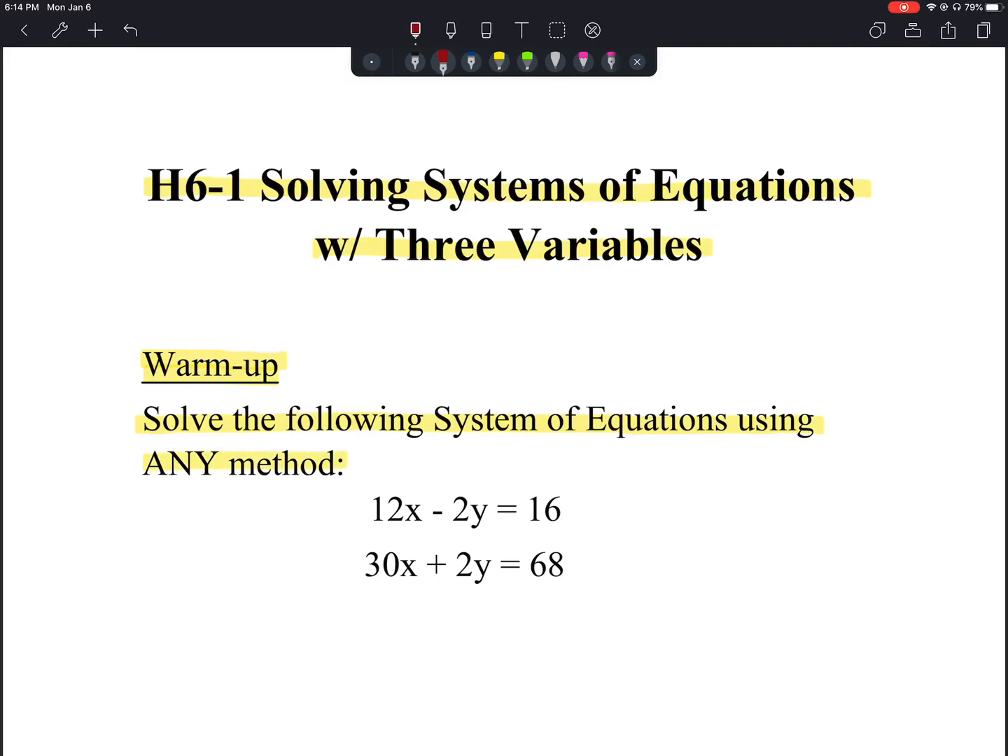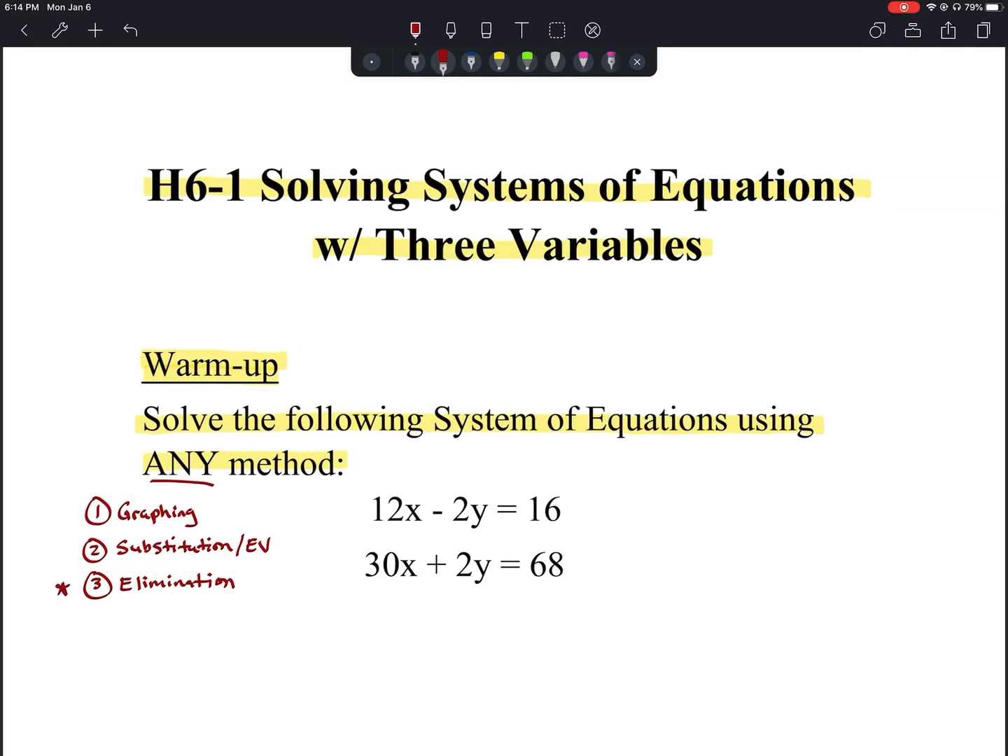And when you look at those equations here, you have 12x minus 2y equals 16, and 30x plus 2y equals 68. So it looks like two lines there. And when we talk about any method here, remember, you know three methods for solving systems of equations. You know the graphing method, the substitution or equal values method, and the third method you know is elimination, also known as the addition and subtraction method. And elimination is the one that we're going to focus on here right now.